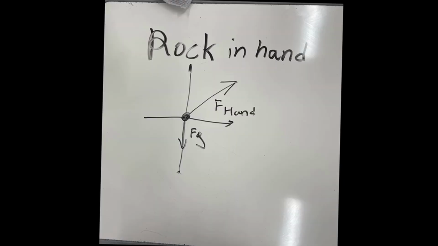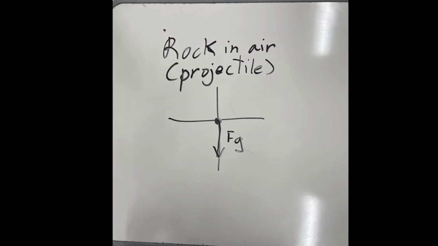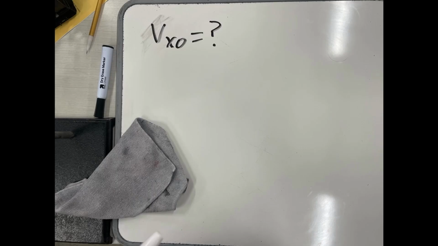Before the rock is thrown, there's the force of gravity and the force of the hand accelerating the rock to the right. Now here's the rock when it's in the air, with only the force of gravity accelerating it downwards. Alright, here we go with the calculations. We're going to solve for V naught.